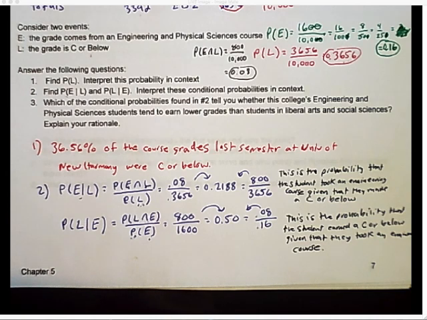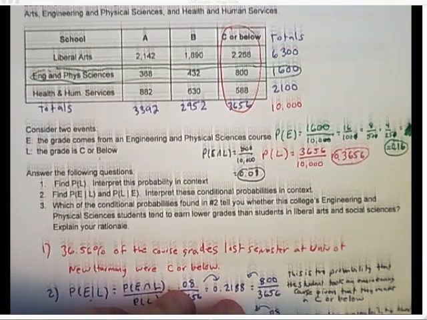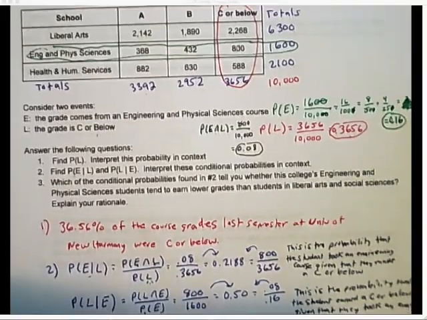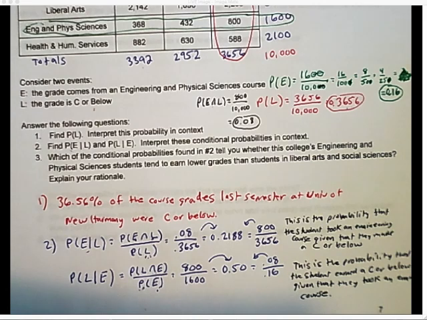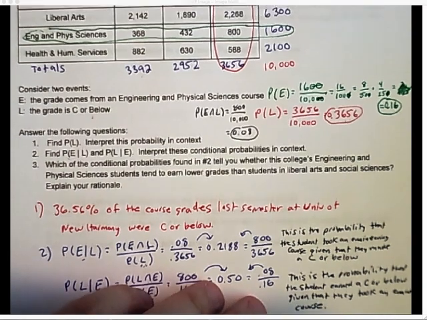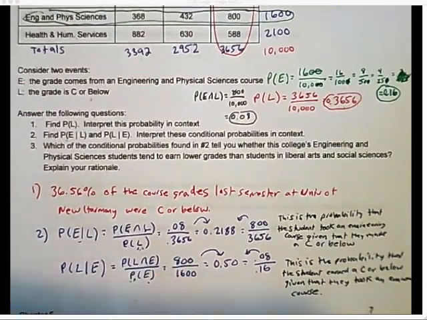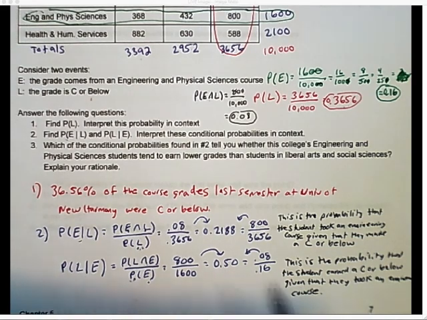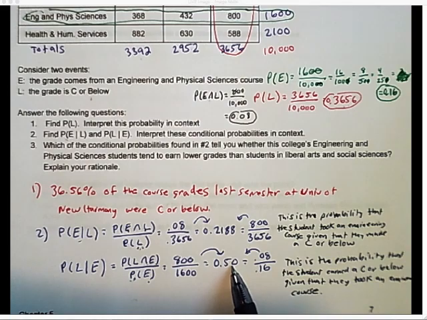So question 3, it says, which of the conditional probabilities found in number 2 tell you whether this college's engineering and physical science students, that's the middle row, tend to earn lower grades than students in liberal arts and social sciences. All right. So here, I would say it's the second one. I say it's L given E because, all right, given that they're an engineering student, there's a 50% chance that they got a grade of C or below.